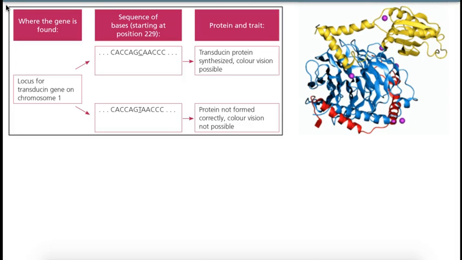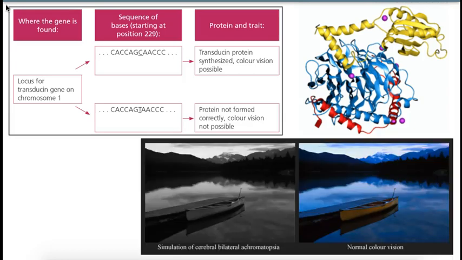Down the bottom, however, we can see that that C with the underline has been replaced with a T. This is the mutation, a changing of the genetic code. The protein is not formed correctly and color vision is not possible. And what we essentially end up with is something like this. So if you don't get the right transfer of information from eye to brain, you would be seeing the left-hand side of the picture there, as opposed to the wonderful dawn scene on the right.